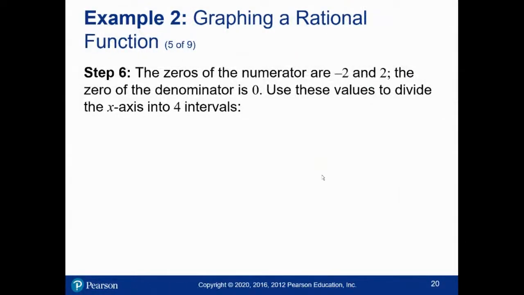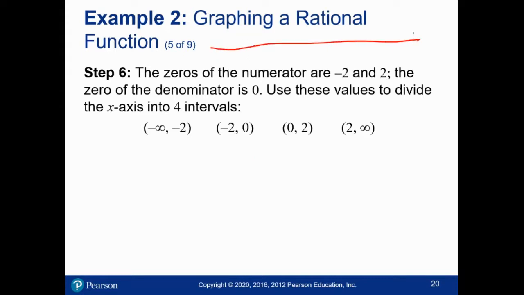Now we split up the domain, the real number line, into a bunch of intervals using zeros of the numerator and zeros of the denominator. So we get 4 intervals: up to -2, from -2 to 0, from 0 to 2, and from 2 to infinity. The way I typically do this is by drawing it. Here's the number line. Then I say -2, 2, 0. So I have 4 intervals. This one, this one, this one, and this one, which are written out in interval notation here.